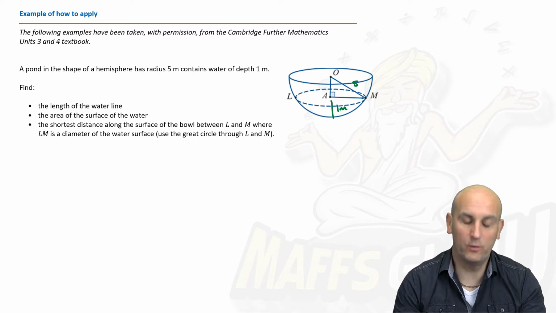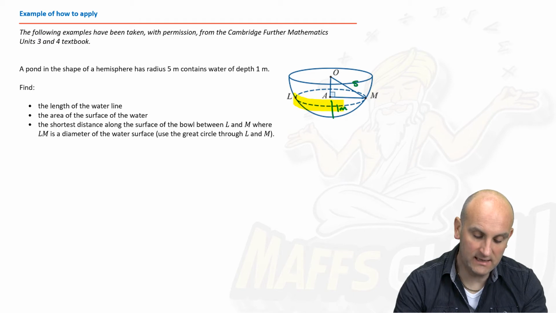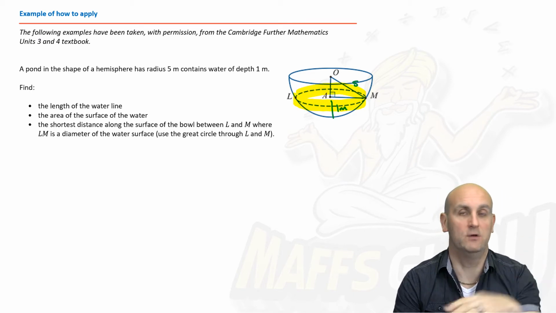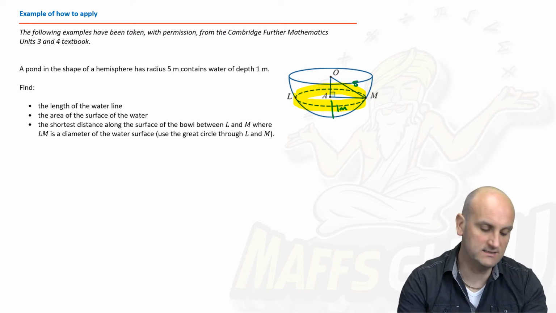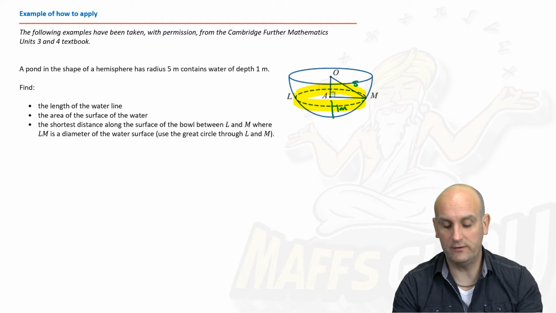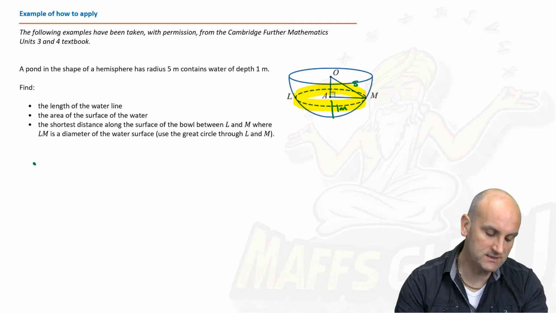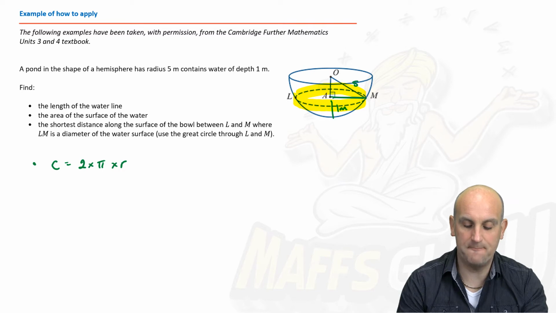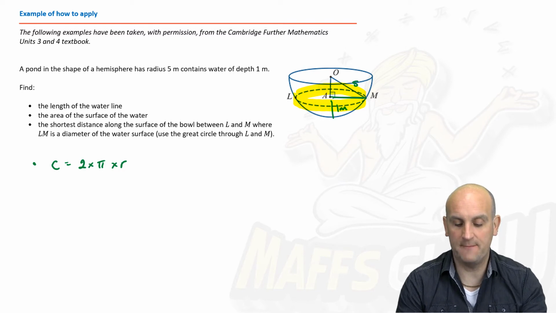Now, what on earth is the length of a water line? That basically is this length all the way around here. So the water line is the line of water, and it wants to know the length. That's another way of saying find the circumference. Now, how do I find the circumference? Well, to find the circumference, I need to do 2 times pi times the radius. So I need to know the radius, which in this situation is the length of AM.